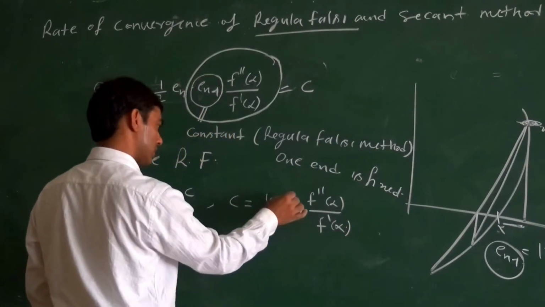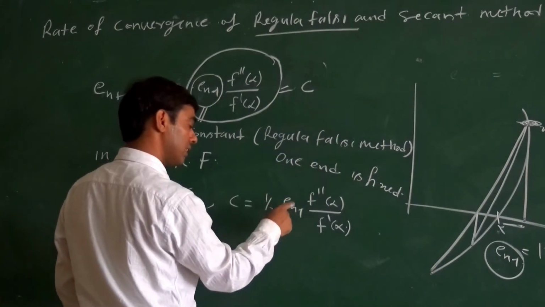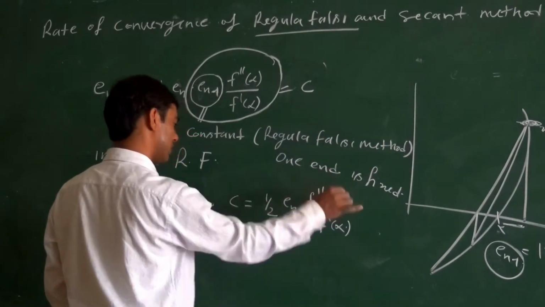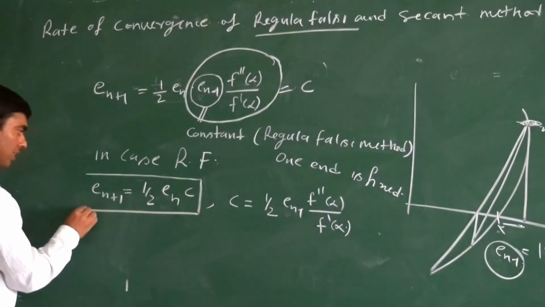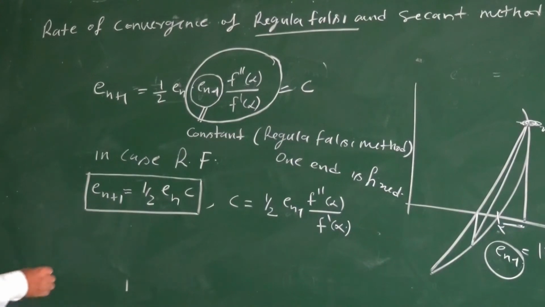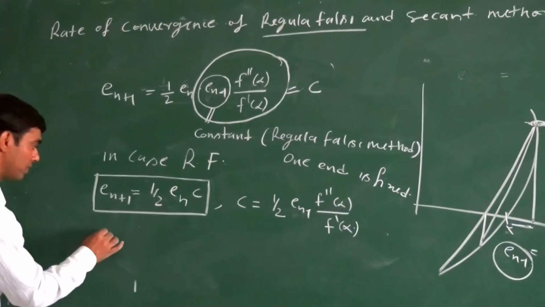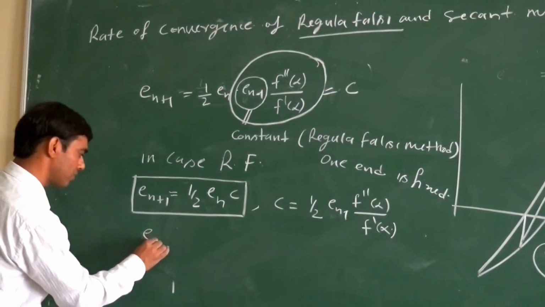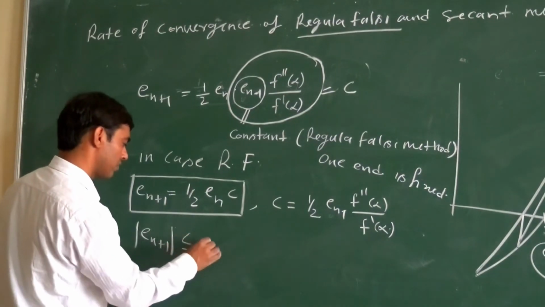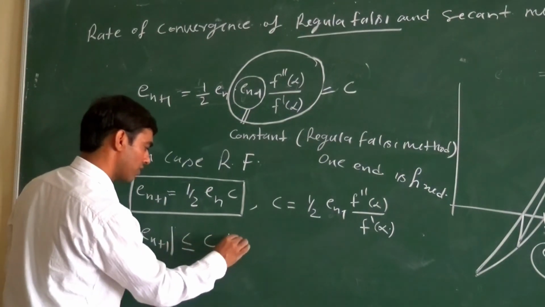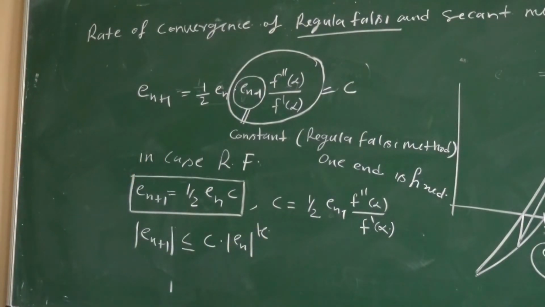If we denote this as a, here En minus 1 is not a variable. En minus 1 is a constant, so the whole term is a constant. Now we compare this expression with the definition of the rate of convergence. What is the definition? |En plus 1| is less than or equal to C into |En| to the power k.